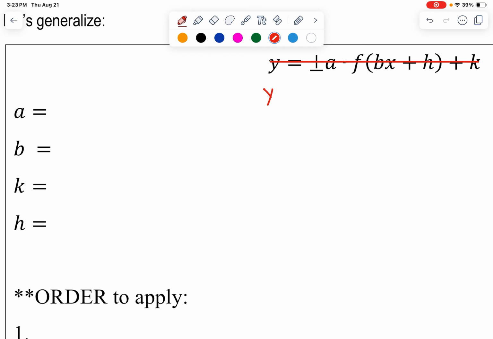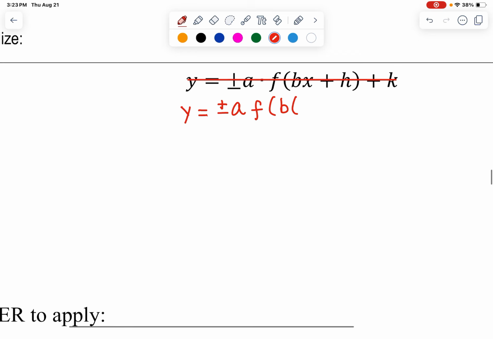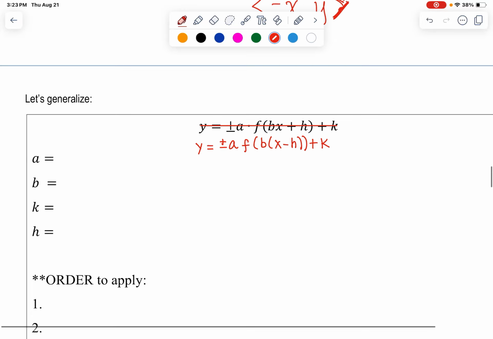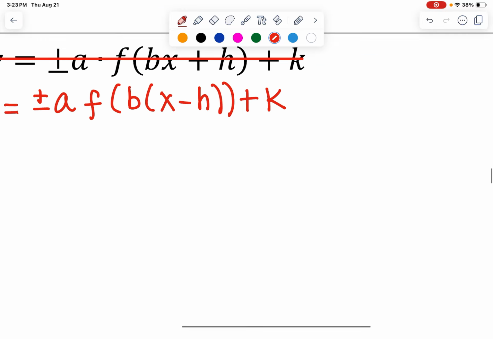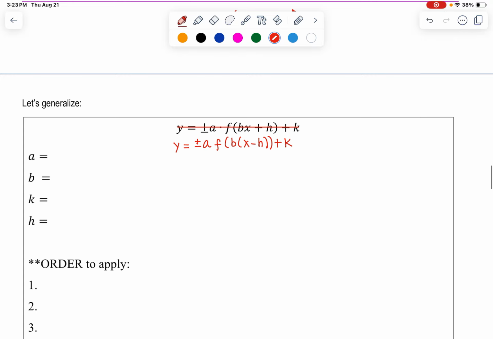And we're going to do y equals plus or minus a, which is fine, and then times f of, and then b has to be factored out of your x value and your h value in order to get your horizontal shift correct. Okay, so b must be factored out, and I will fix the PDF version so it says that. Okay, so as a reminder, what each of these stand for.